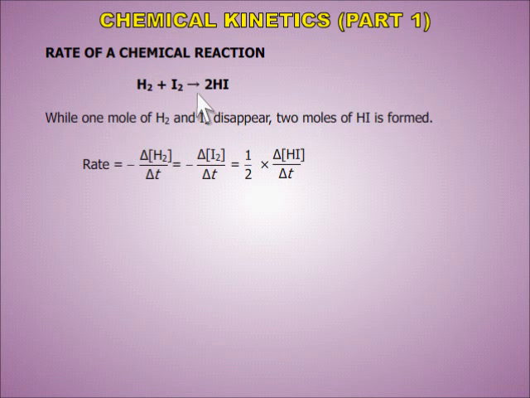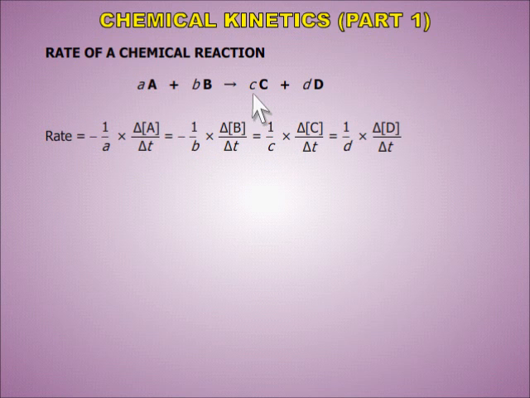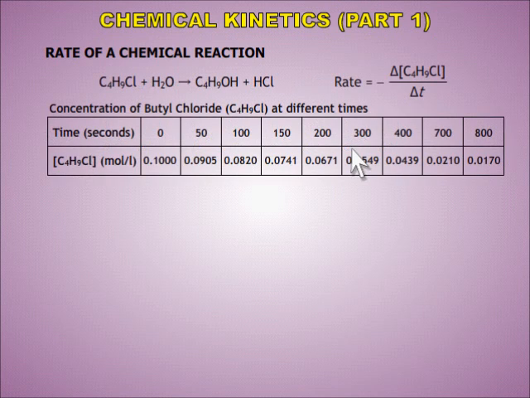Now see this reaction. Here when 1 mole of H2 or 1 mole of I2 disappears, 2 moles of HI are formed. The rate of formation of HI is double, so the rate is given as follows. Note that the stoichiometric coefficient is put in the denominator. So for a general reaction, the rate is given like this. All the stoichiometric coefficients appear in the denominator. The rate expression shown here is the average rate of reaction.